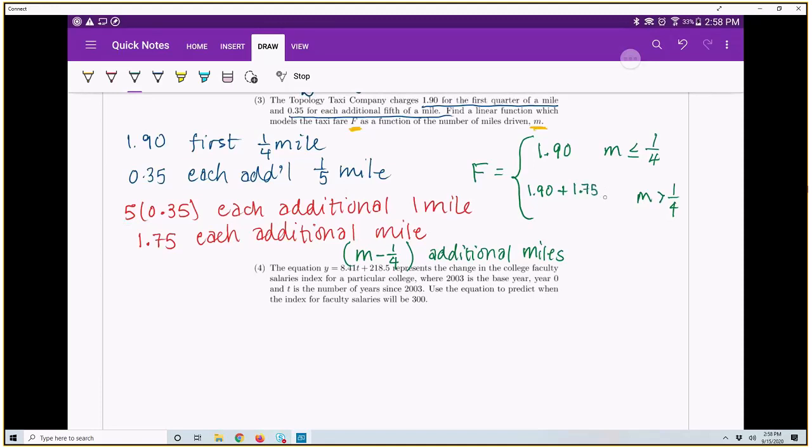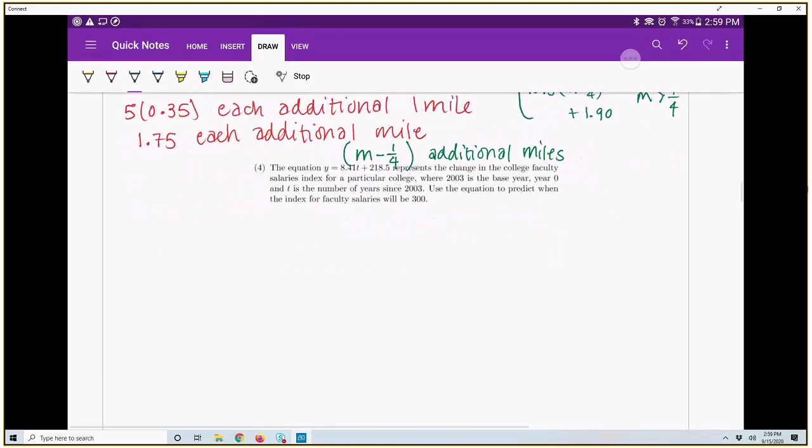So that should be, let me write 1.75 times m minus 1/4, then plus 1.90. So that should all go on one line, but I couldn't quite fit it. So the function f is a piecewise defined linear function. If the trip is less than or equal to 1/4 mile, then we just pay a flat fee of $1.90. Once we cross over a quarter of a mile, then we pay $1.75 per mile. So we just had to make this little adjustment of m minus 1/4 to represent the additional miles.